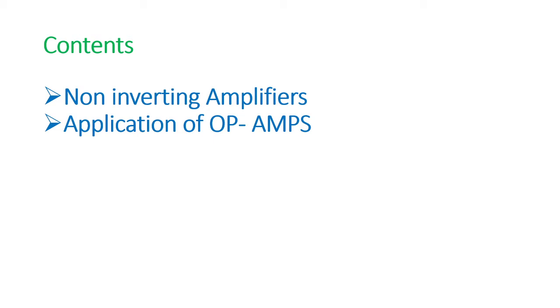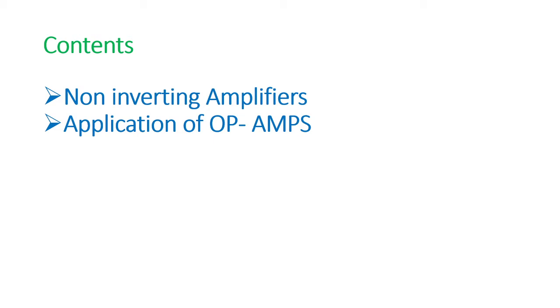Also we discussed the characteristics. There are a number of characteristics like infinite open loop voltage gain, infinite input resistance, which results in zero input current, and zero output offset voltage, etc. We also discussed the operational amplifier as an inverting amplifier. Operational amplifiers are basically high gain amplifiers.